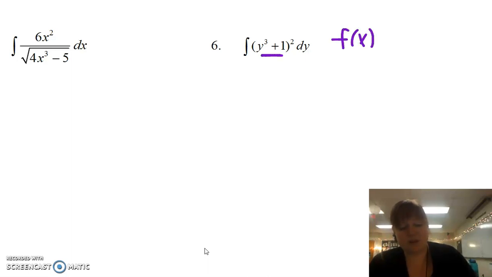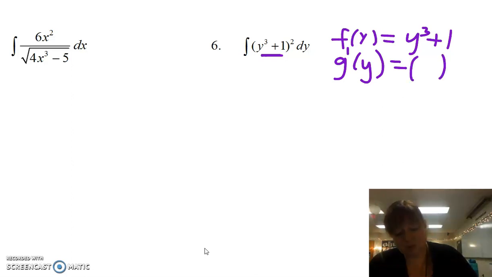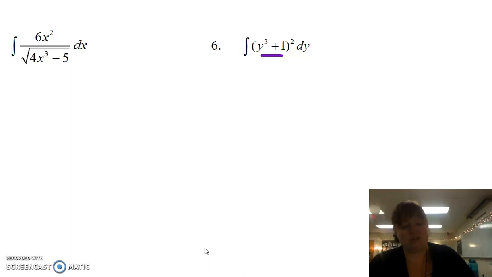Right, f of y is y cubed plus 1, and then g prime would be something squared, right? And we don't really see the derivative of f of y anywhere. It's not like 2y is anywhere. So this one is actually not a reverse chain rule thing. The only thing you can do with this one is just multiply it out. So we have to square this. So we end up with not just y to the 6 plus 1. That's the biggest mistake that everybody always wants to make. But you're going to end up with y to the 6, plus 2y cubed, plus 1, dy.